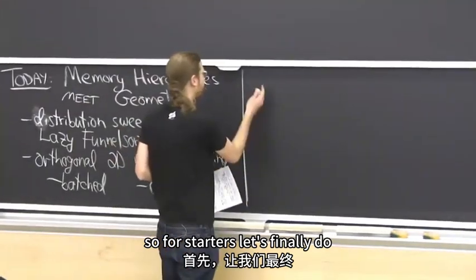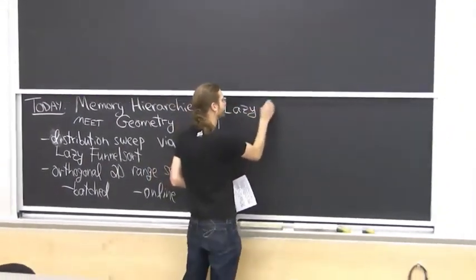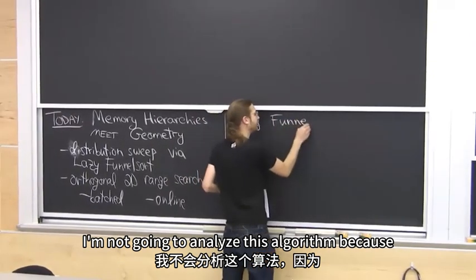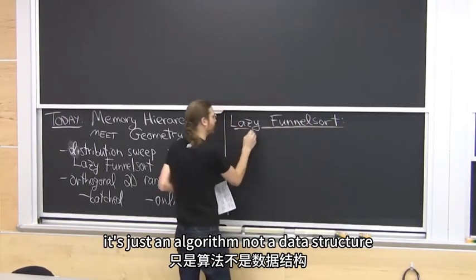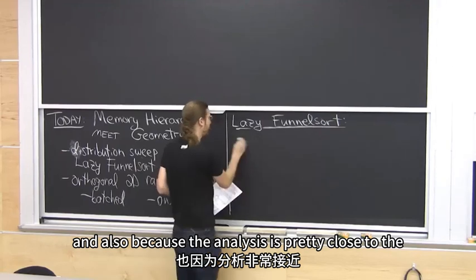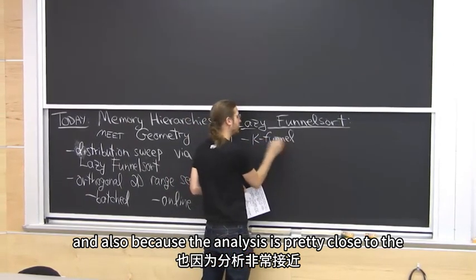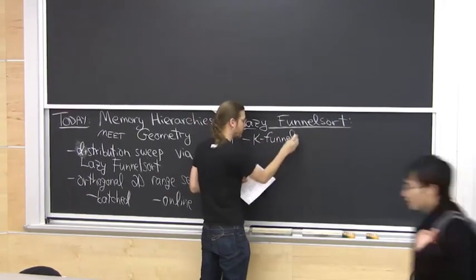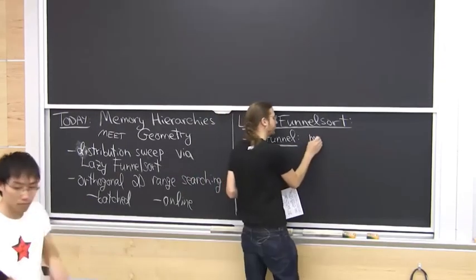So for starters, let's finally do cache oblivious optimal sorting. I'm not going to analyze this algorithm because it's just an algorithm, not a data structure. And also because the analysis is pretty close to the analysis for priority queues we did last class.